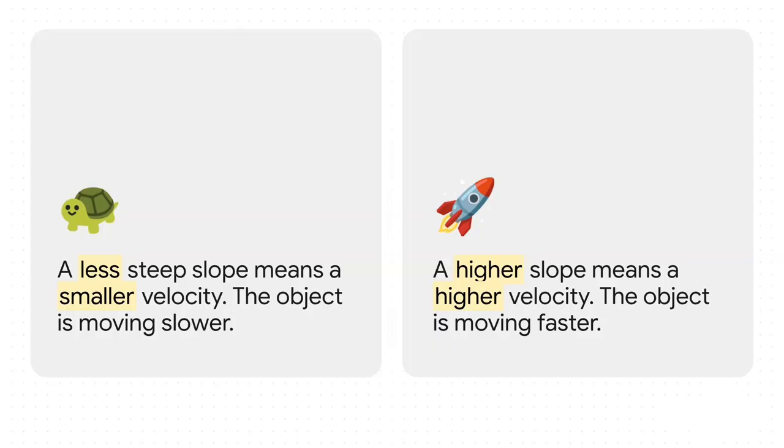See a line with a gentle, shallow slope? That's a slow-moving object. See a line that's super steep? Well, that thing is moving way faster. The steepness tells you the speed at a glance.